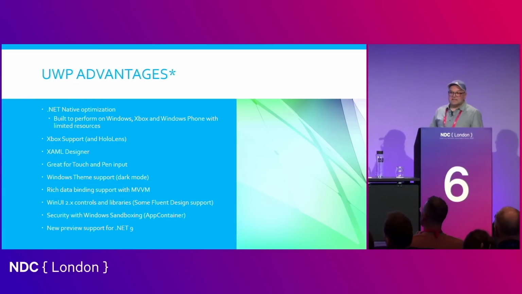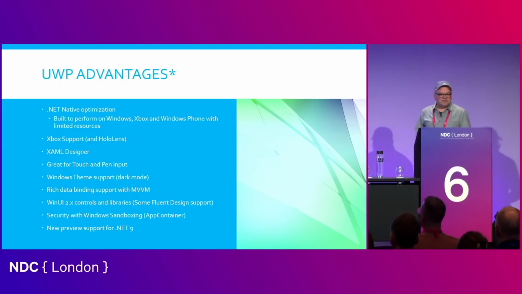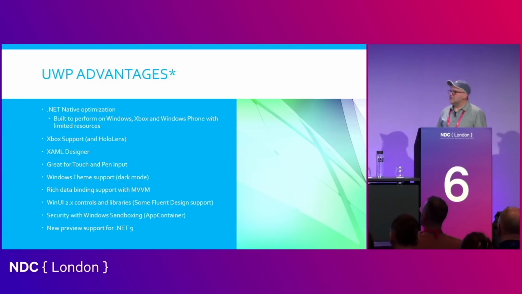The reason they had this in .NET Native was because you had your UWP apps running on Windows phones, which had a smaller amount of memory, less processing, so you had to have as small an executable as possible to run on there. It was built to perform on Windows, Xbox, and the phones with the limited resources there. It's got Xbox and HoloLens support, although HoloLens is going away. You do have a XAML designer just like WPF, so you can drag and drop your controls. It's very good for touch and pen input. You get Windows theme support. Dark mode has always been part of that.